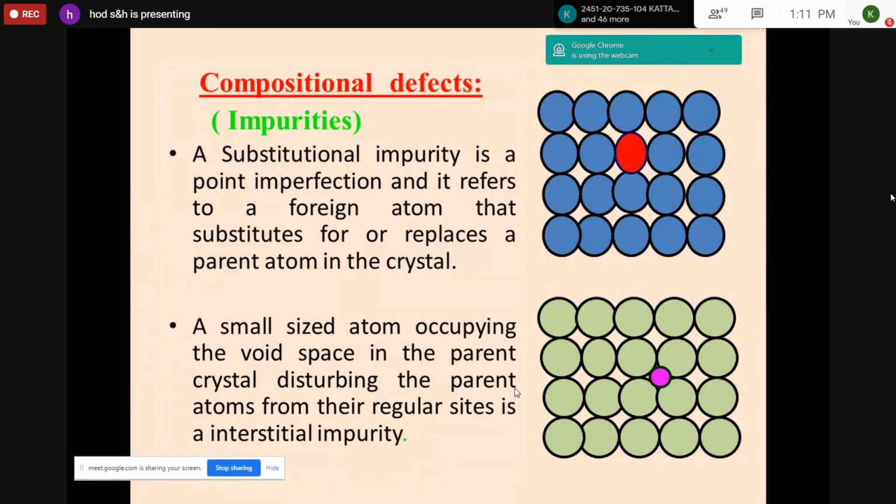And the second category is interstitial impurity. When a foreign atom occupies an irregular site or void space in the given crystal without disturbing any parent atom, then it is called an interstitial impurity. Here, there is a perfect arrangement of green colored atoms, and a pink colored foreign atom is occupying the void space. So this type of irregularity is called an interstitial impurity. In this way, the compositional defects are classified into substitutional impurity and interstitial impurity.